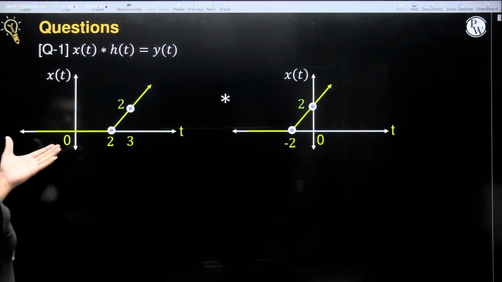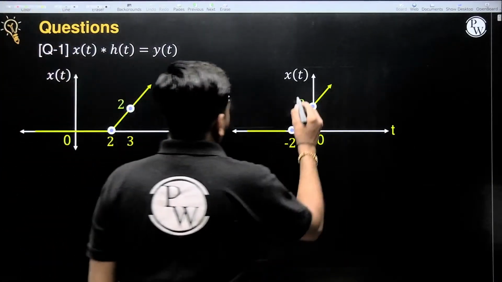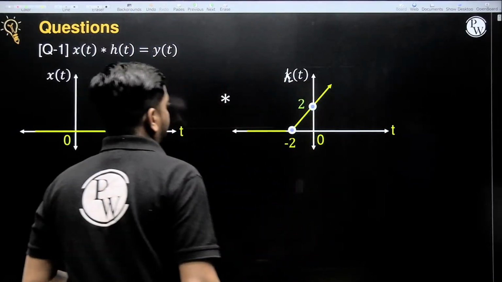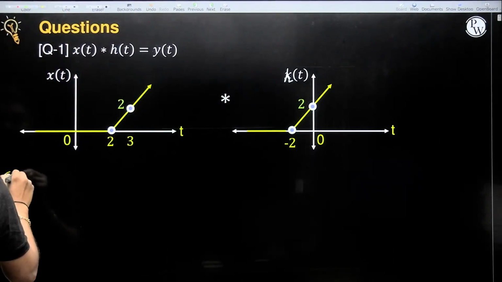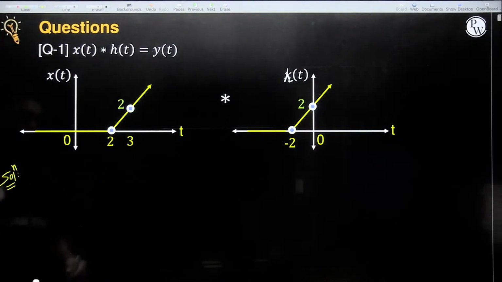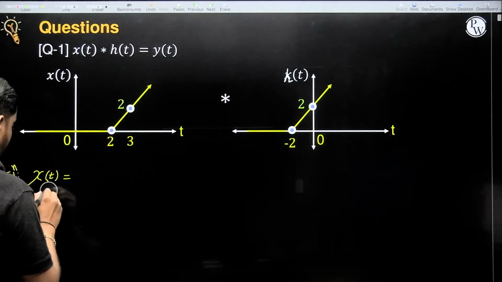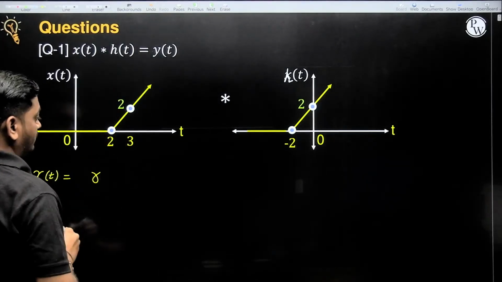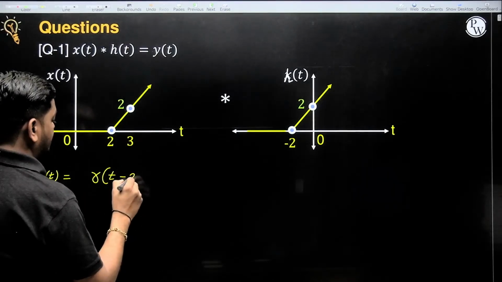So see, this is given x of t and this is h of t. We need x of t convolution h of t. This is a ramp function. Now x of t is a ramp starting from 2 and going towards the right side, that means plus t, and starting from plus 2, that is minus 2 here.